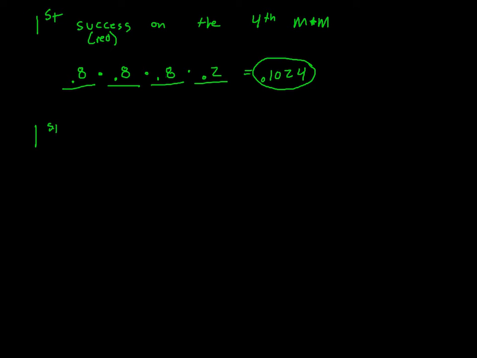Now what if we said something like this? What's the chance that your first success is on the third or fourth M&M? Okay, so now we're talking about or. Remember, or means add. So we want to find that it happens on the third or it happens on the fourth.